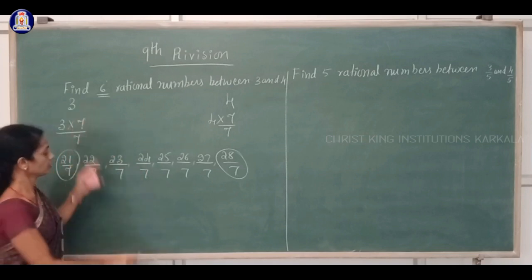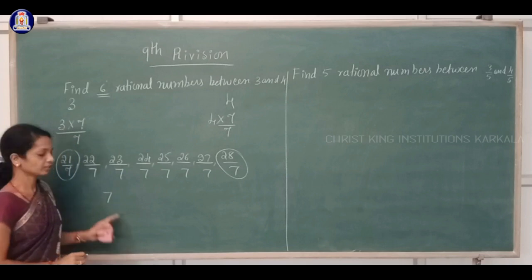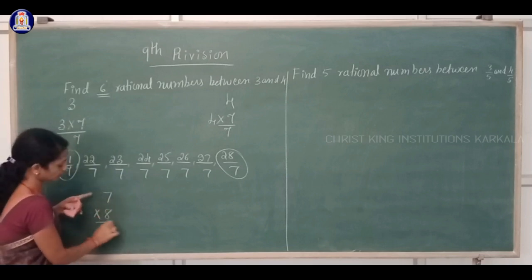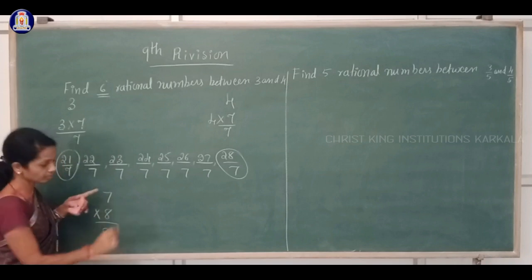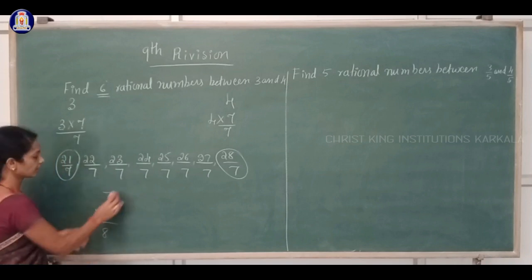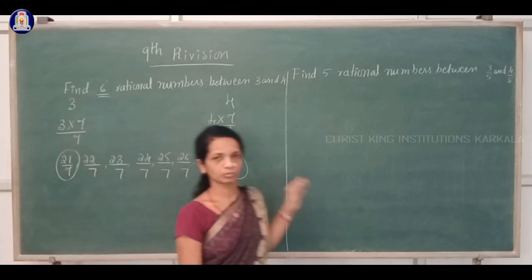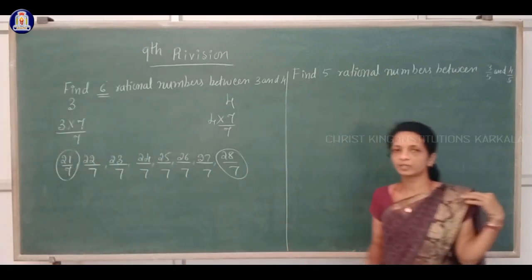If they ask you to find 7 rational numbers, then you have to multiply by 1 more than that, that is 8. You have to multiply and divide by 8. Like that you have to find. I will not do more than one problem under that.